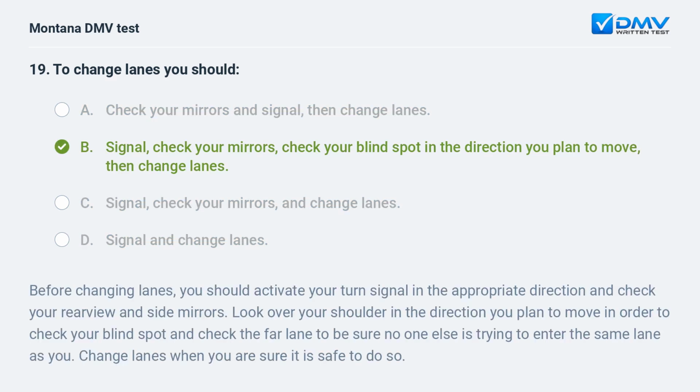B. Signal, check your mirrors, check your blind spot in the direction you plan to move, then change lanes. Before changing lanes, you should activate your turn signal in the appropriate direction and check your rear view and side mirrors. Look over your shoulder in the direction you plan to move in order to check your blind spot and check the far lane to be sure no one else is trying to enter the same lane as you. Change lanes when you are sure it is safe to do so.